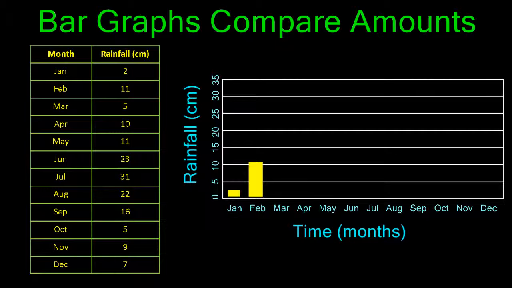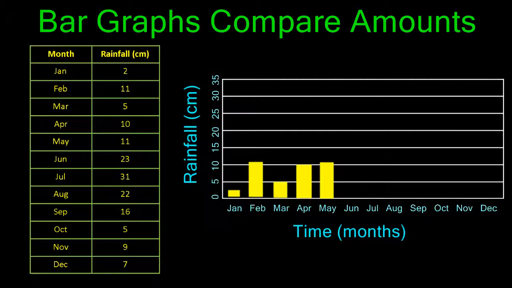In March, we had 5 centimeters fall. That one's easy. We can make it just go straight to the 5 centimeter line. In April, 10 centimeters of rain fell. Again, an easy data point to put up. Our bar extends to this 10 centimeter line on the y-axis. For May, we had 11 centimeters, so our bar needs to go just above that 10 centimeter line, kind of like in February.